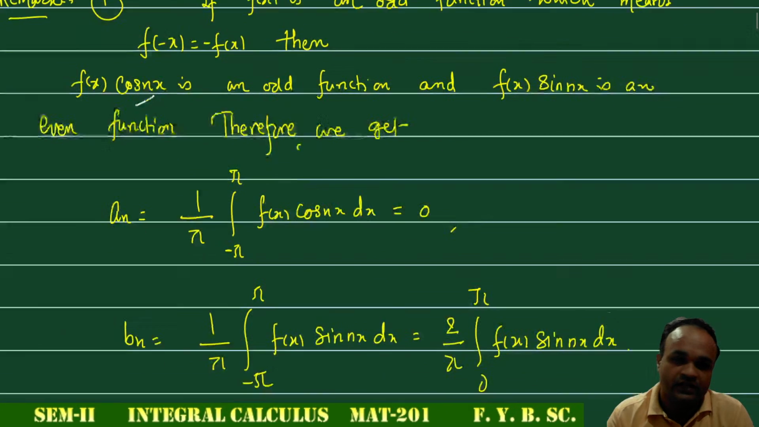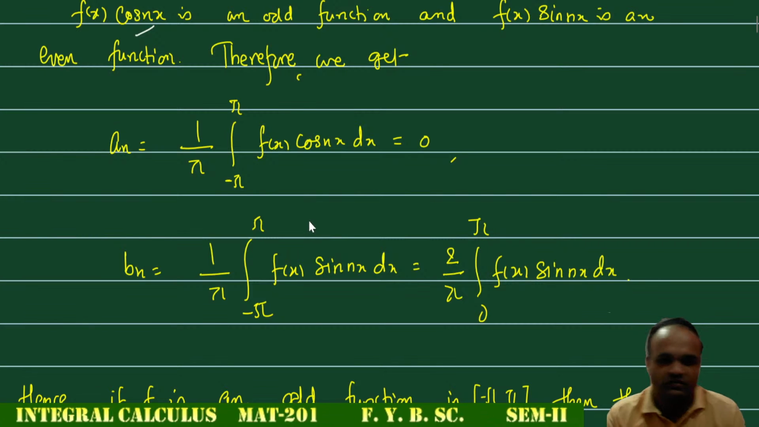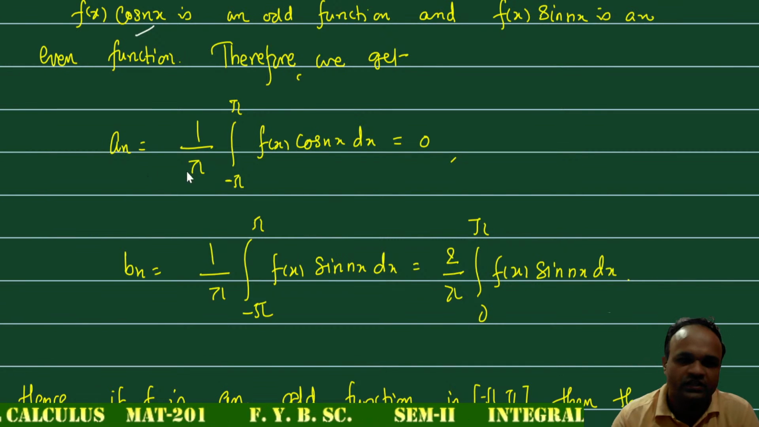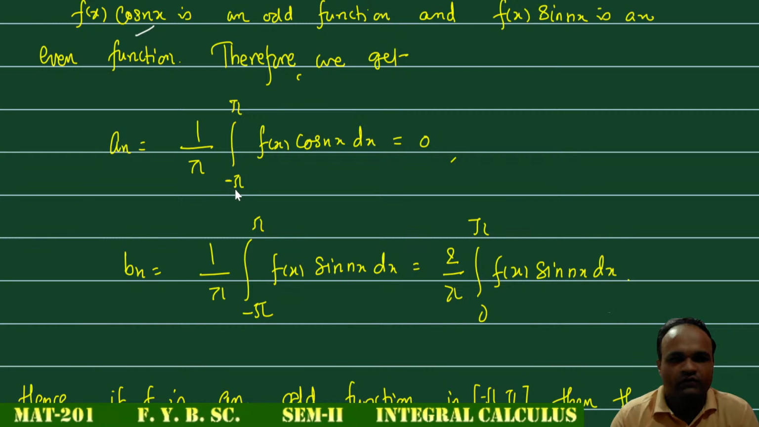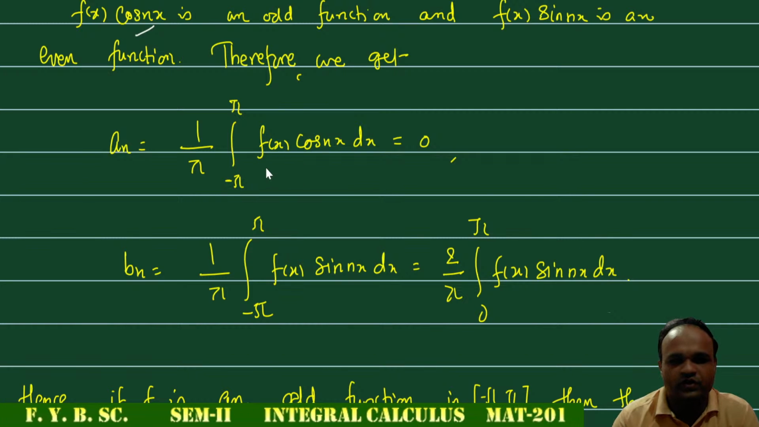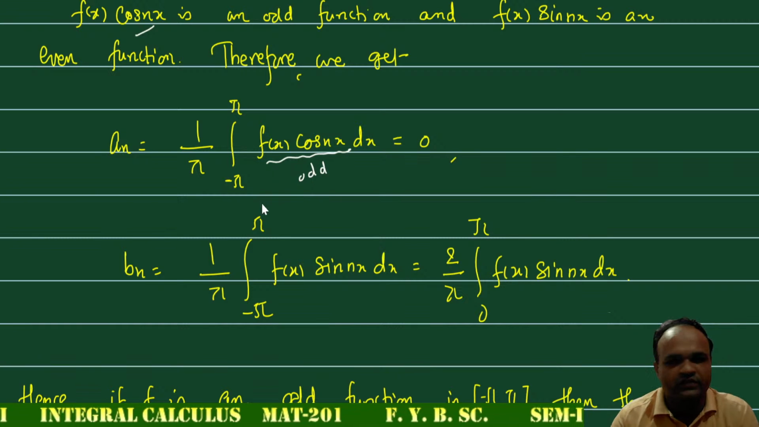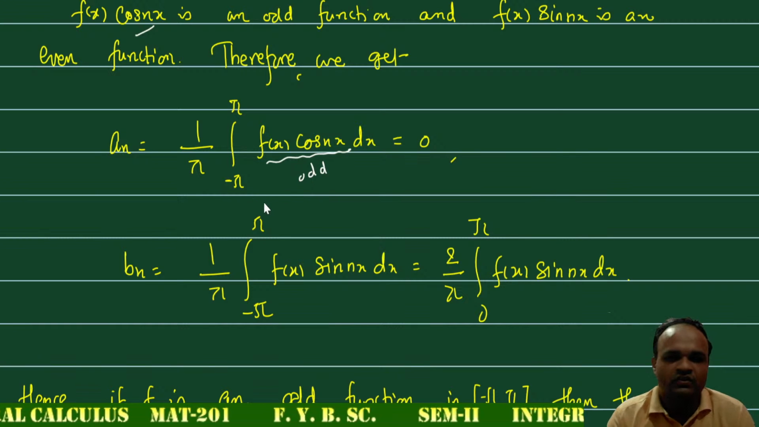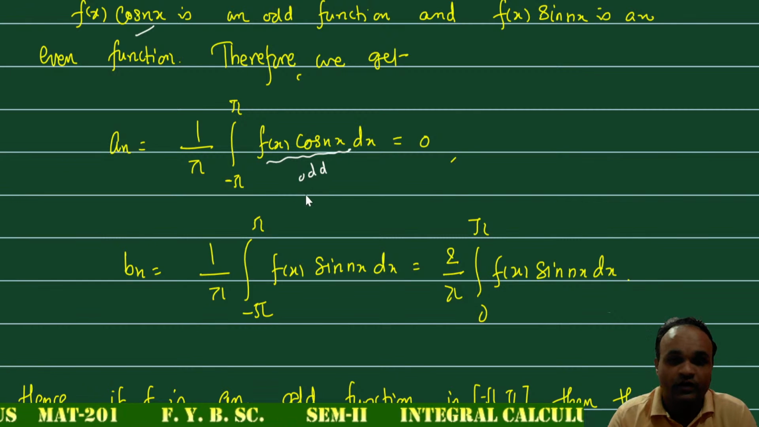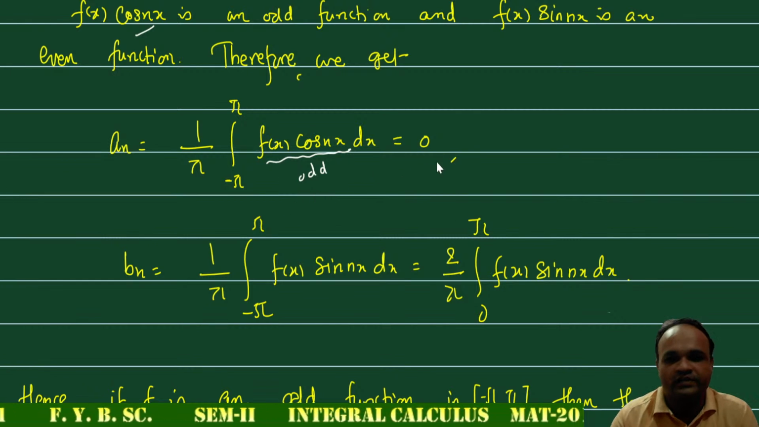So using previous results, if f is an odd function, then an will be 1 upon pi integration from minus pi to pi f(x) cos nx dx. So f(x) cos nx is an odd function, and already we have seen the result that integration from minus pi to pi of an odd function dx is 0.